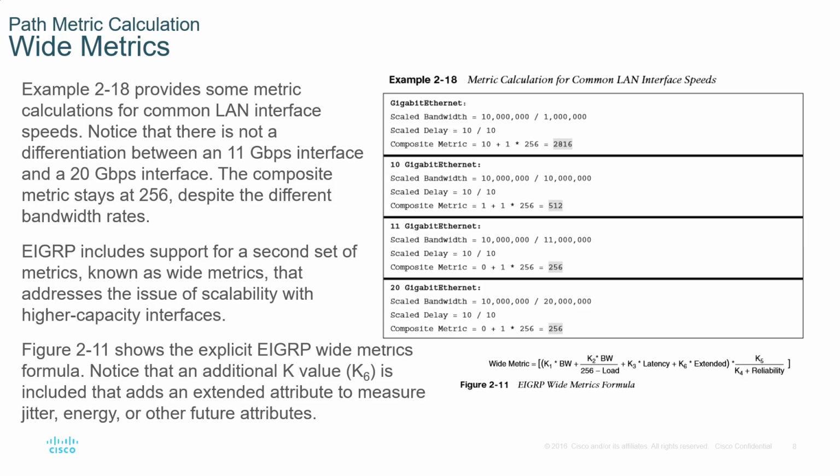Now, with the advent of the named configuration mode, we have a change. We now have a K6 value. So this is known as wide metrics, and the formula has changed a little bit. So we now have this K6 by extended value here inserted in.